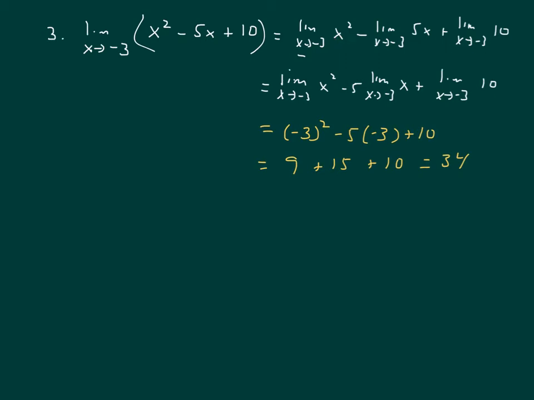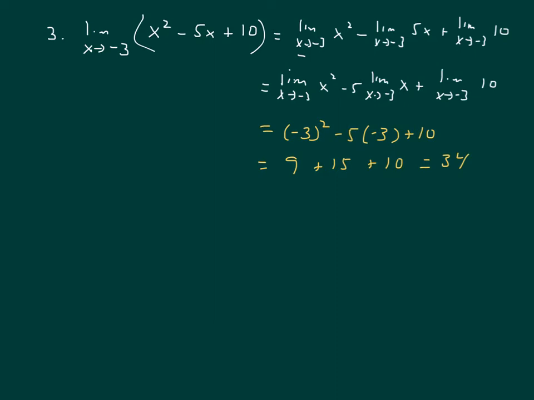Now what we have at each one of these, well, we have a constant multiple here. And so I can say that's equal to the limit as x approaches negative 3 of x squared minus 5 times the limit as x approaches negative 3 of x plus the limit as x approaches negative 3 of 10. Now this is where we use our 4 special ones that we saw after we did our first 7 limit laws.